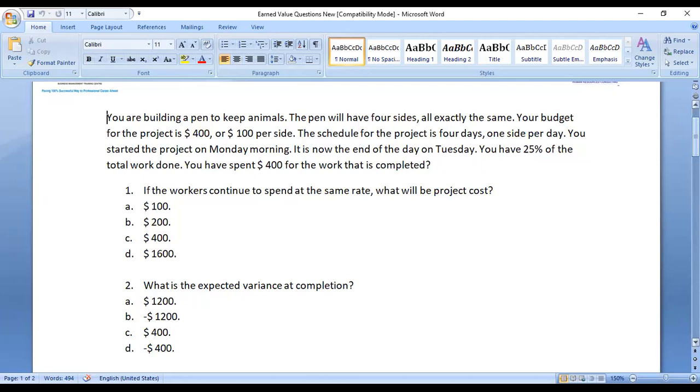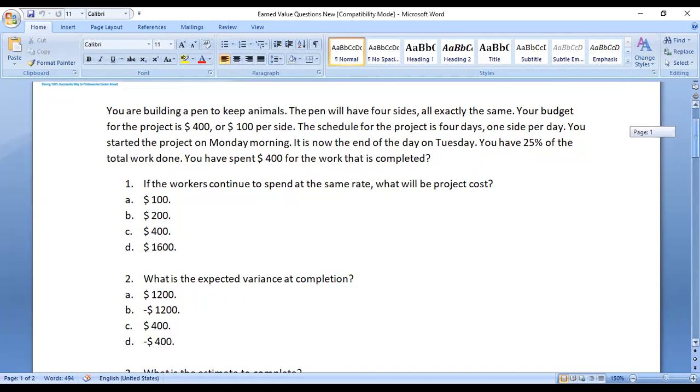So can we go with $1,600? Is that correct, Bala? Yes, it's correct. 400 divided by 0.25 gives 1,600. Guys, everyone come forward, please. So the correct answer for the first one is $1,600. If the same rate of progress continues to the end of the project, your estimated completion will be 1,600.